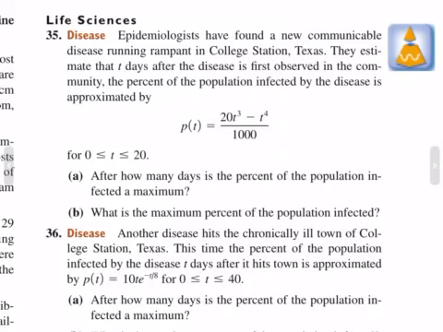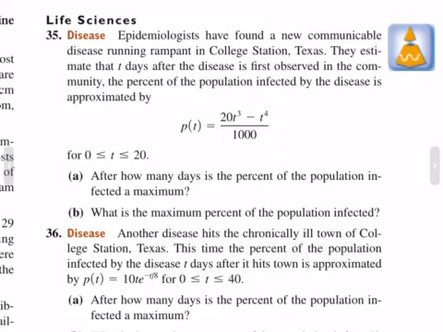Epidemiologists have found a new communicable disease running rampant in College Station, Texas. They estimate that T days after the disease is first observed in the community, the percent of the population infected by the disease is approximated by P of T is (20 T cubed minus T to the fourth) all over 1,000 for time 20 days or less. We want to know how many days it takes for the percent of the population infected to reach a maximum, and we then want to know what the actual maximum percent of the population infected actually is.